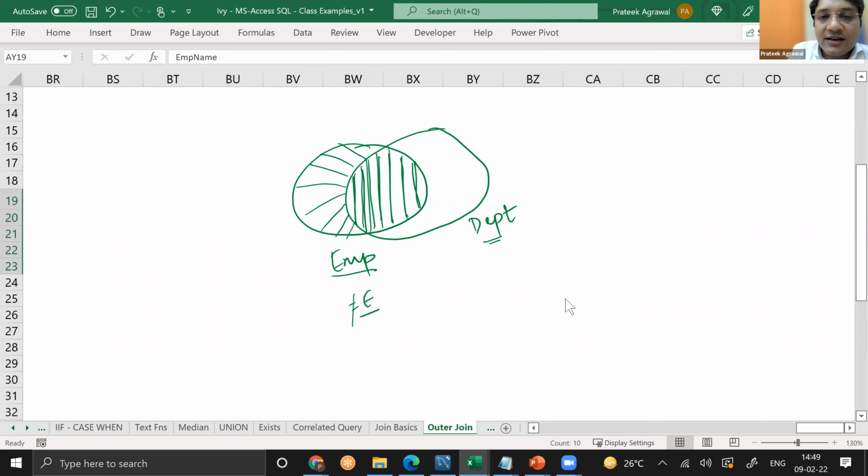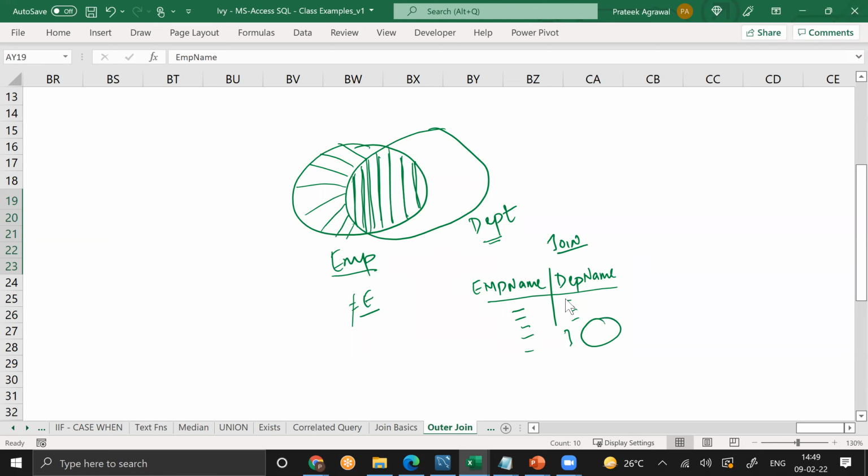Do you understand what I'm trying to say, guys? Here I want the employee name, which is going to come from the employee table. And I also want the department name, which is going to come from the department table. Hence, we'll have to join these two tables. But it may so happen that it has so many rows, and here there are only so many rows. There are some employees who have not been assigned to a department, and hence this will remain blank. Does it make sense?